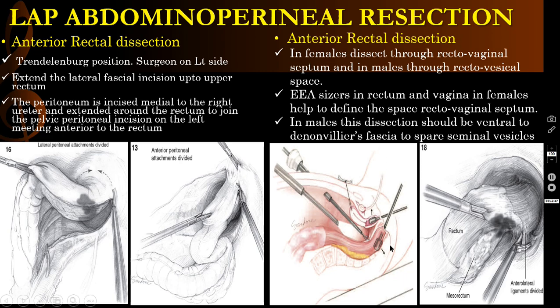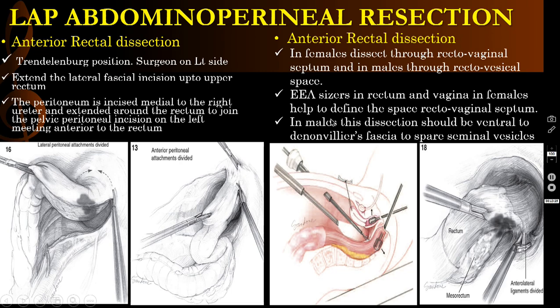See here you are seeing a female pelvis. If you are doing it, you can even anchor the uterus with a stitch to the anterior abdominal wall, so that you can retract it. And in a female patient, you can also use EEA sizers in both the rectum and vagina that help to define the space, that is the rectovaginal septum. You can make it out very well by putting these EEA sizers both in the vagina as well as in the rectum.